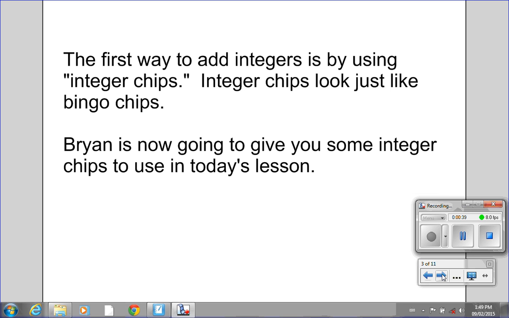The first way to add integers is by using integer chips. Integer chips look just like bingo chips. So when you're in class tomorrow, I will give you some integer chips to use as we review a couple of the activities from this video. And you can also use the chips when working on the in-class assignment.